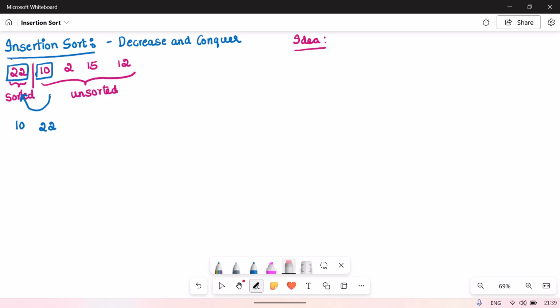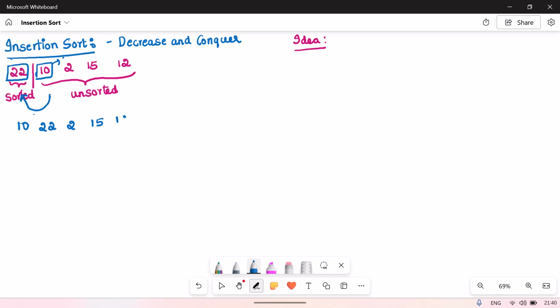So before you replace, you store this element somewhere in a variable, so that once you get the element into the correct position, you can bring it back from that variable. So this will be the list now.